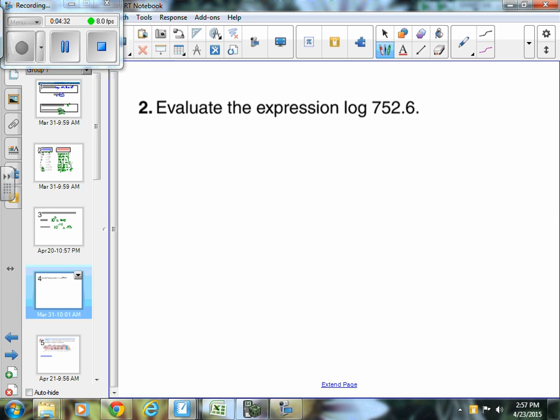Okay, let's try another one. Evaluate the expression. So when we start dealing with log statements, I just want you to have an idea of what's reasonable. So when you see something like this, it's asking the question, again, log base 10, so you have to assume that the 10's there. So it's really the same as saying this. I know it's not written there, but that's what you're assuming.